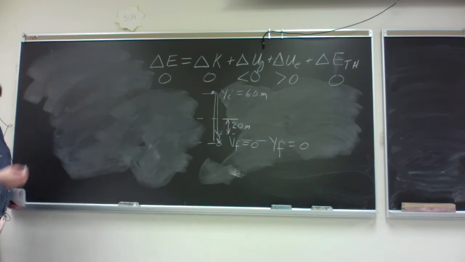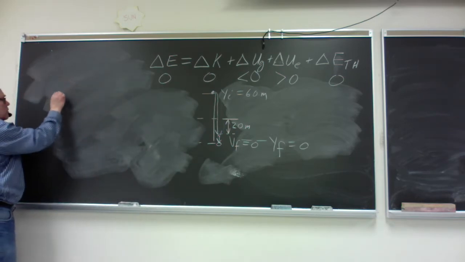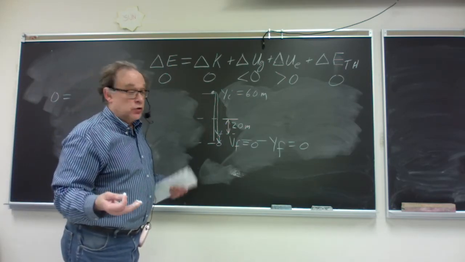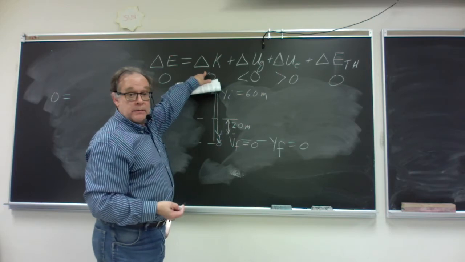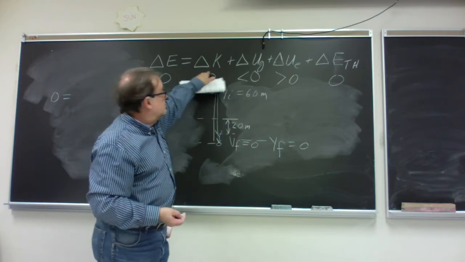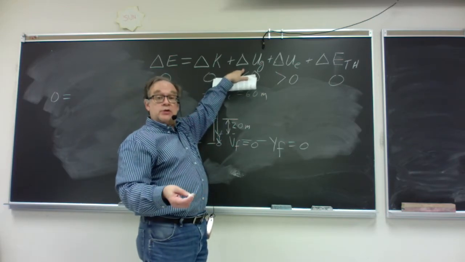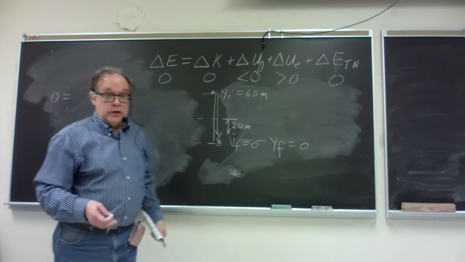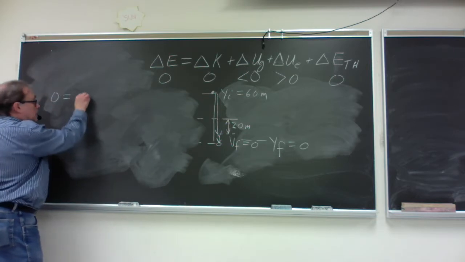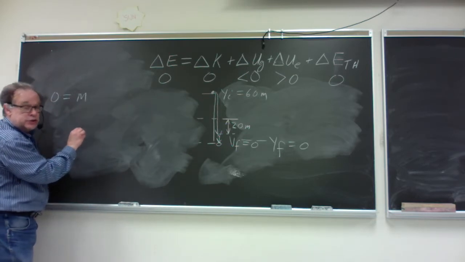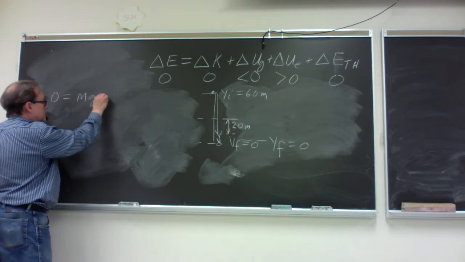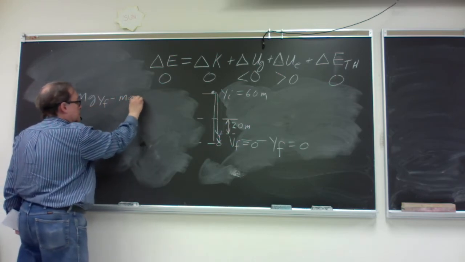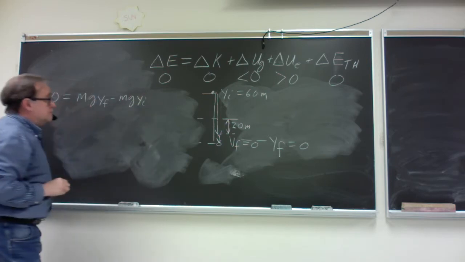Left-hand side, change in total energy is just plain 0. And then, of course, we only need to write out the non-zero terms. So that term is 0, don't need to deal with it. This term is not 0, so we need to write it out. And change in gravitational potential energy is just the final minus the initial. So final is mg, final elevation, minus initial, which is mg initial elevation.